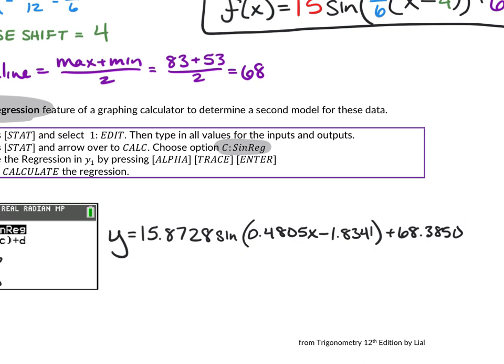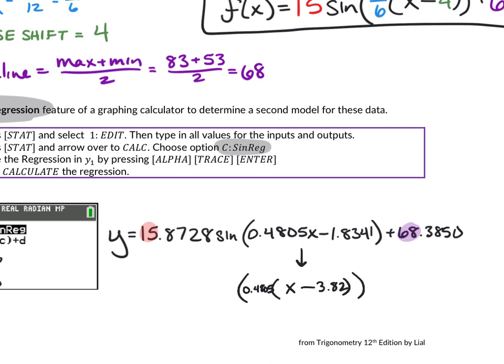Now, a question I had when I did this problem was, how close were we? It's pretty obvious that the 15 is pretty close, and for our midline, 68 is pretty close. But the numbers in the middle, how is that possible? If we think about this, we wanted to see the b value and then x minus some other number. So if I divide both of these numbers by 0.4805, factoring that out, and I divide 1.8341 by 0.4805, I end up getting 3.82.